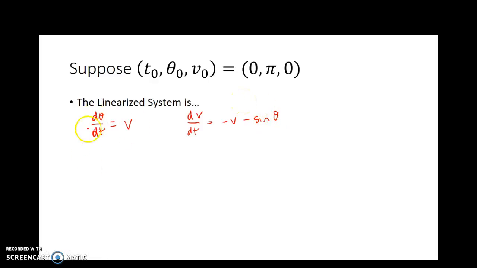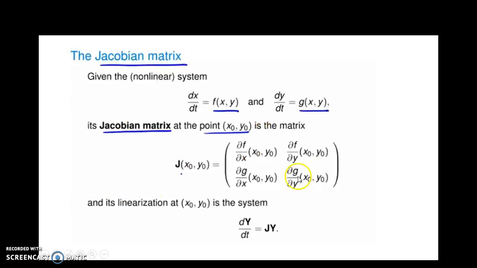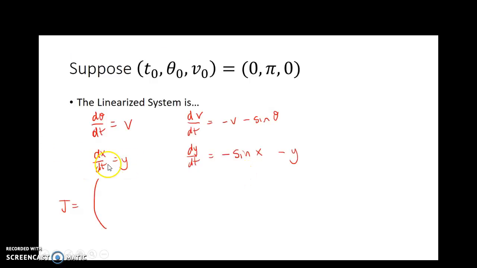Okay, so to keep this simple, if I want to use x and y, then I can do that. So dx dt is equal to y, where theta is x and v is y. And then dy dt would be, I'm going to write the sine component first, that's negative sine of x minus y. And so now the Jacobian matrix is going to require that I find the partial of x with respect to x.